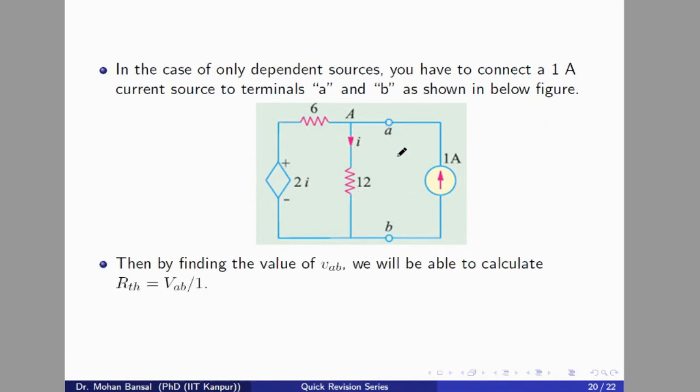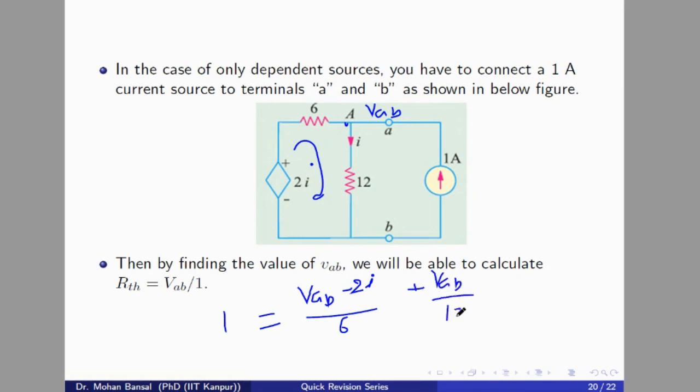So simply, we simplify by applying the KVL in this loop. We'll consider the current is I, and this 1 ampere current is also flowing here. After applying the KVL, we can find out the value of I. There is another approach. If you consider the voltage across this terminal, that is VAB, that is another approach to solve this problem. And 1 will be equal to (VAB minus 2I) divided by 6, plus VAB divided by 12. And we can solve this.